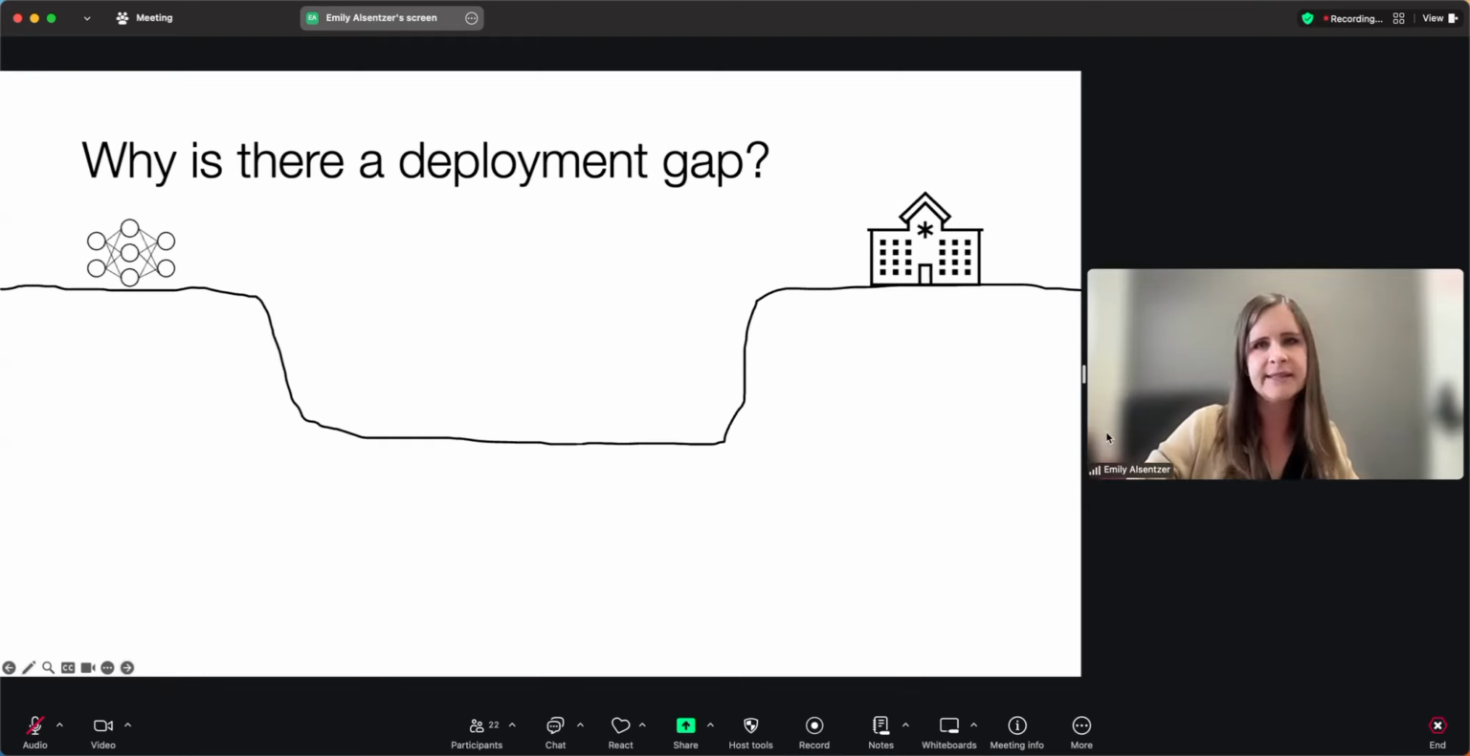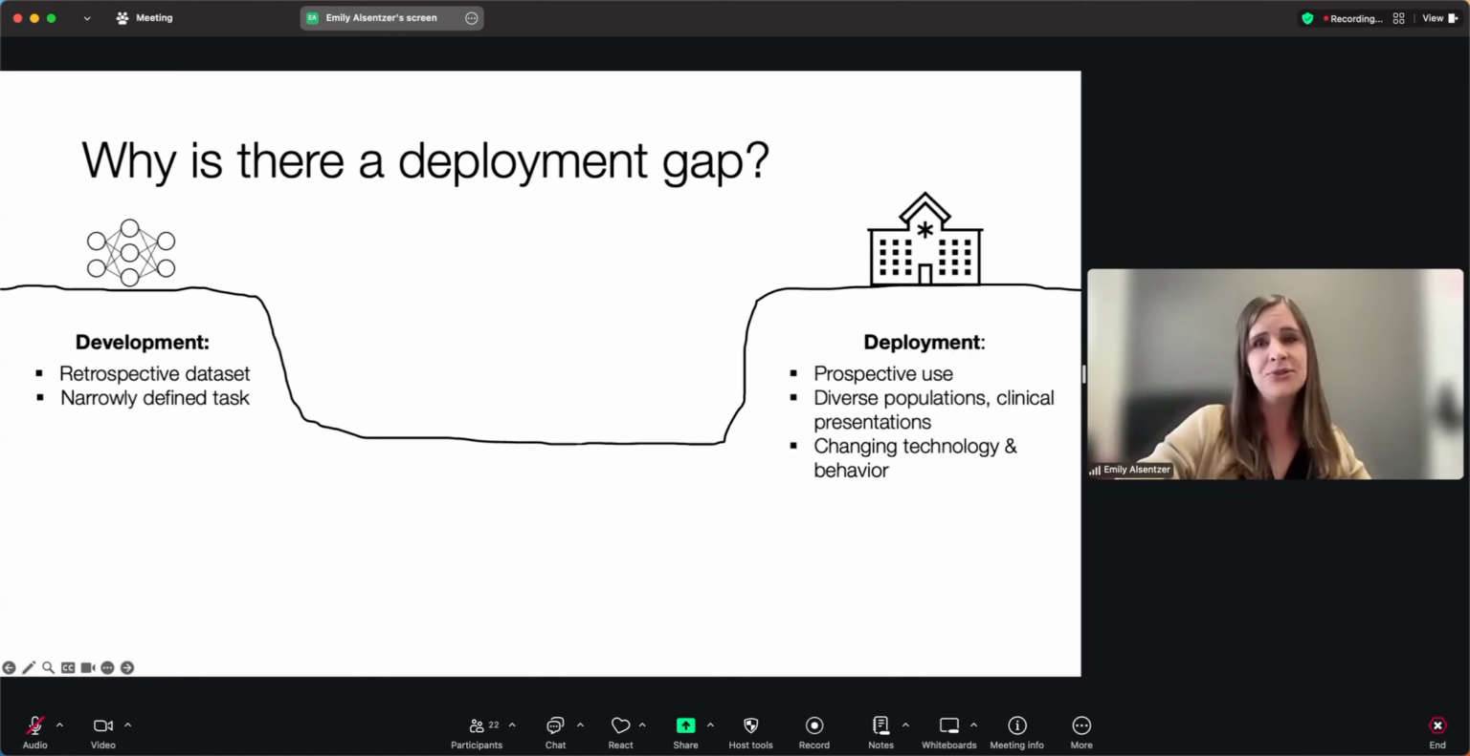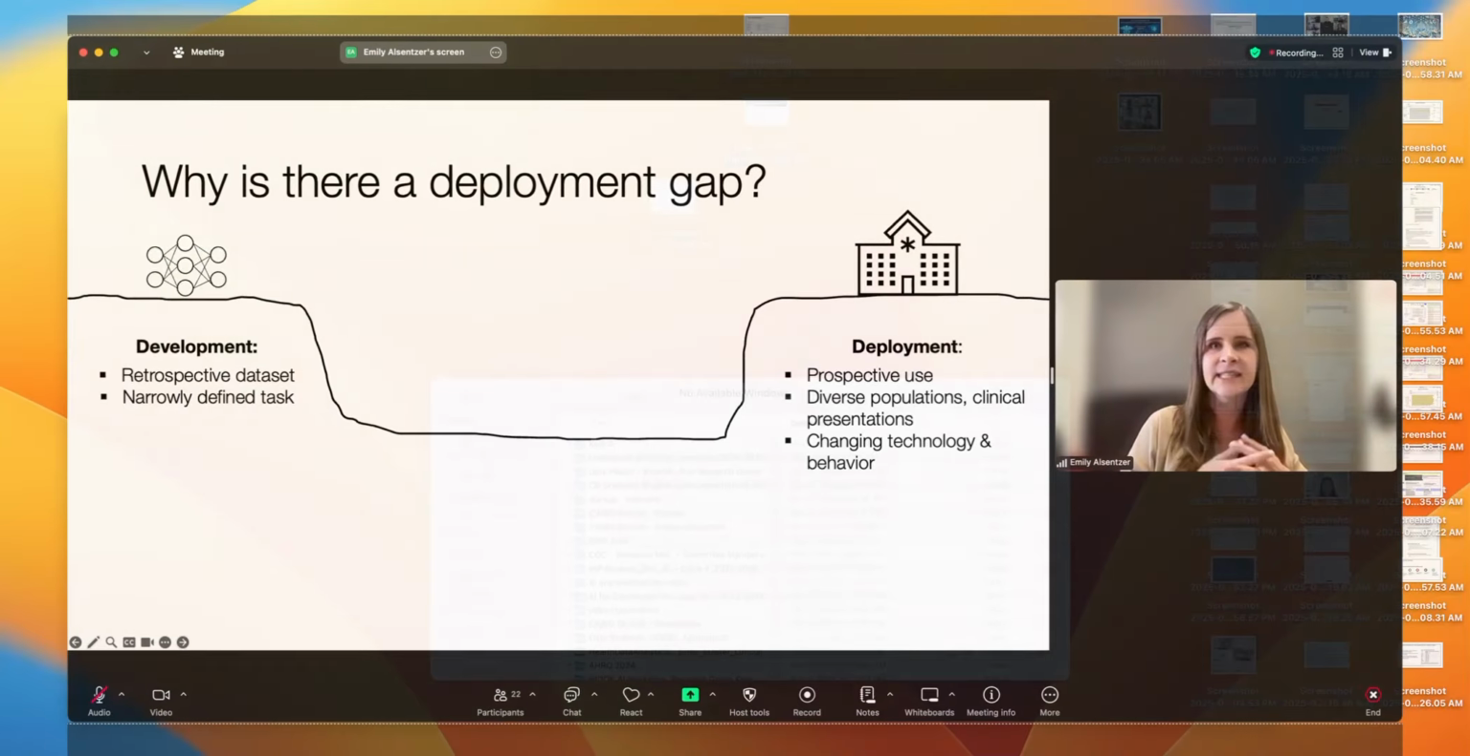To answer this, we think about how these current models are typically developed. We typically train our models on a large retrospective data set for a narrowly defined task. The problem is that when the models are deployed, the patients often don't look like that training data set. As you all know, in the real world, populations and clinical presentations are extremely heterogeneous. Changing technology and behavior can lead to data set shift.